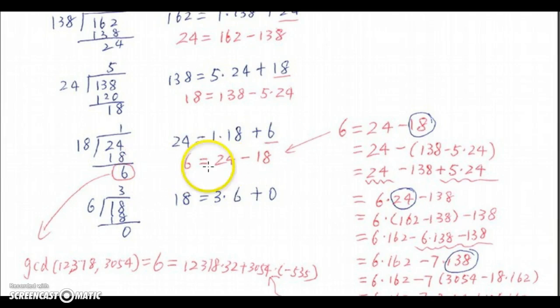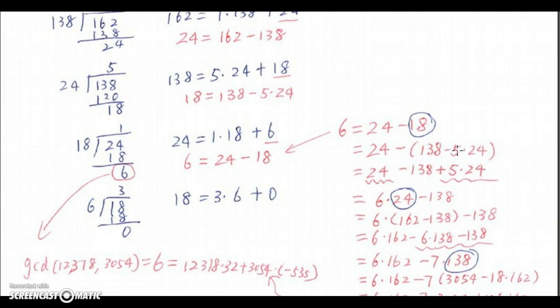So we start with the very last expression, 6. So 6 is equal to 24 minus 18. But what we want is these two numbers given originally, not 24 and 18. So we try to plug back until we reach the original two numbers. So I'm going to first look at the previous expression I have. It's 18. So in this expression, I can get rid of 18, replace 18 with 138 minus 5 times 24.